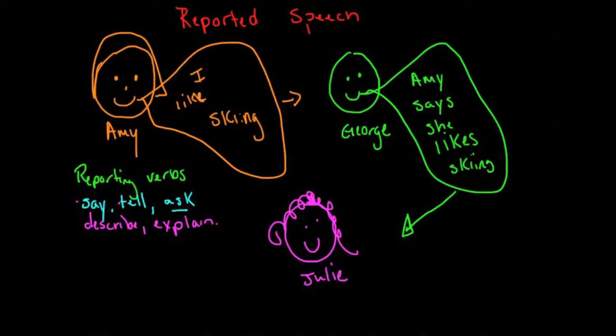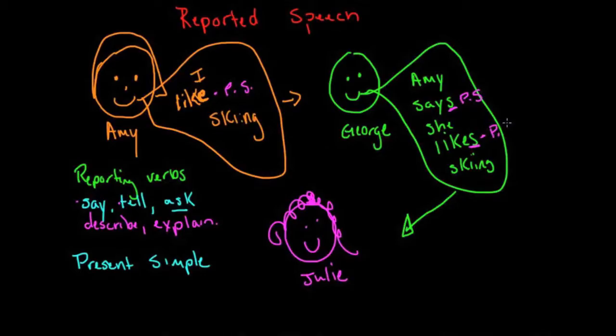So the first thing we're going to look at is the present simple. So what Amy said here is, I like skiing, and this is in the present simple. And what George said is, Amy says she likes skiing. So this is in the present simple. Says, and notice that likes is also in the present simple. So it matches.